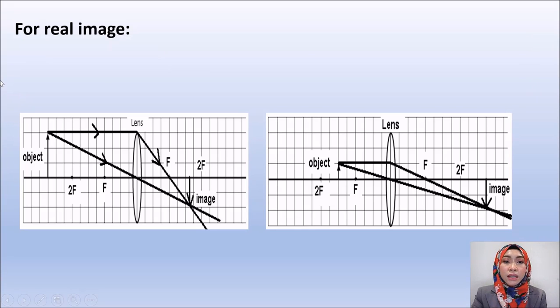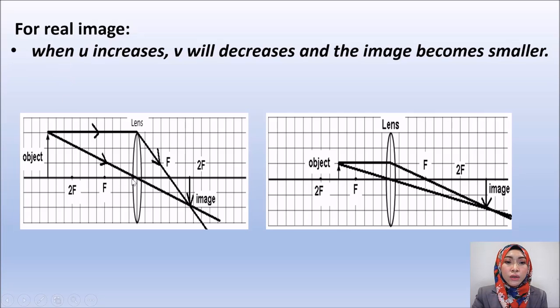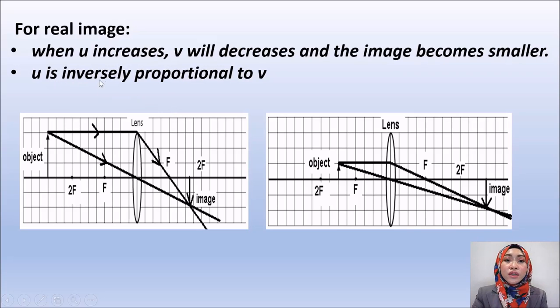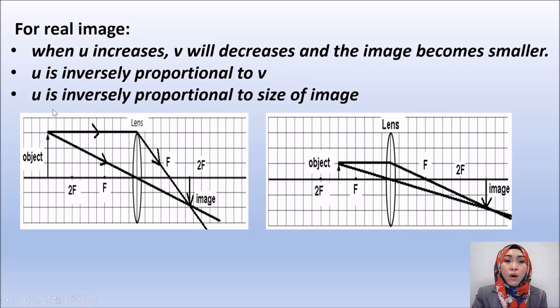For a real image, when u increases, v will decrease and the image becomes smaller. Or you may write u is inversely proportional to v, or u is inversely proportional to the size of the image.